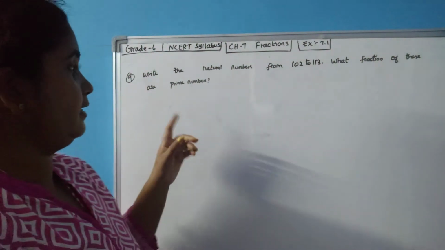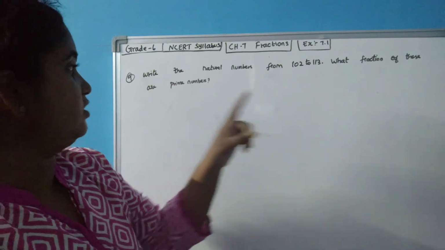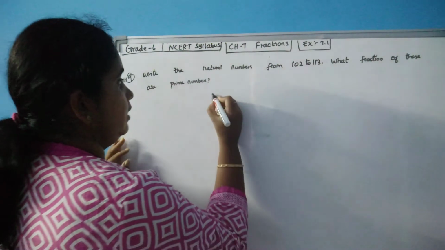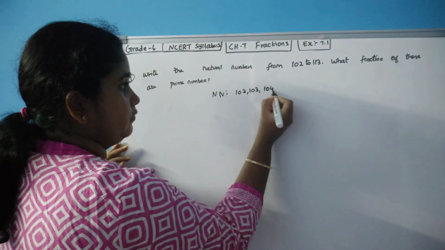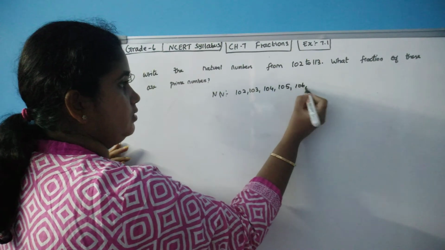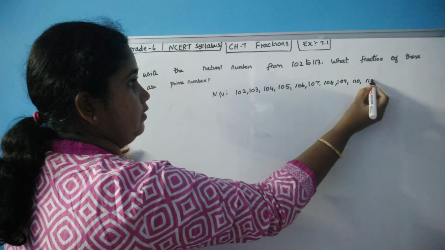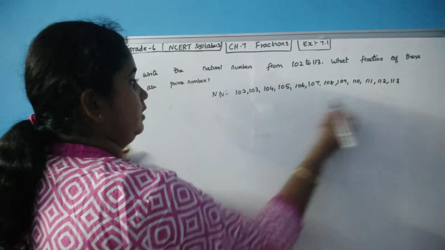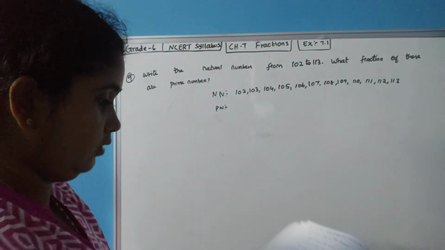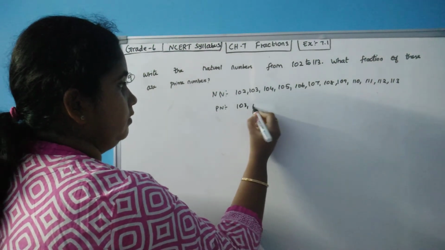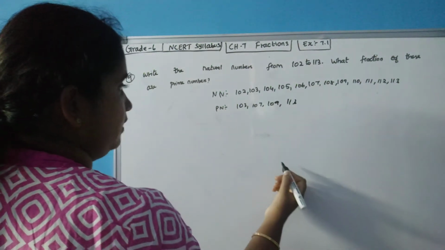So similar to the previous sum, you have to write the natural numbers from 102 to 113. What fraction of these are prime numbers, they asked. Okay, so I am going to write the natural numbers 102, 103, 104, 105, 106, 107, 108, 109, 110, 111, 112, 113. Then the prime numbers, you have to remember this: 103, 107, 109, 113. So these 4 are the prime numbers.